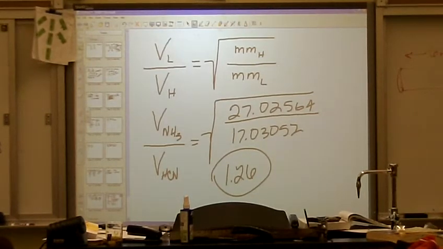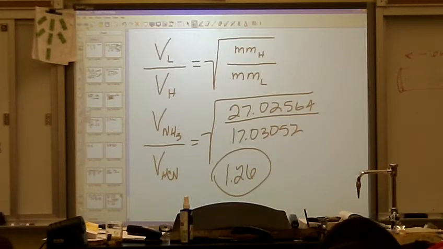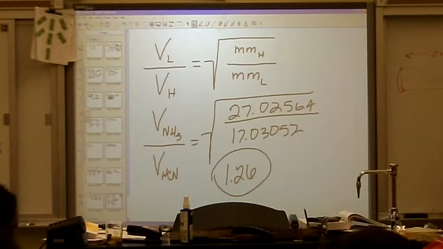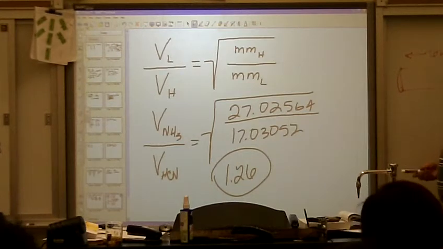This is still part of the problem, still part of Graham's law, because I want to show you what this means. The tube is 6 meters long.